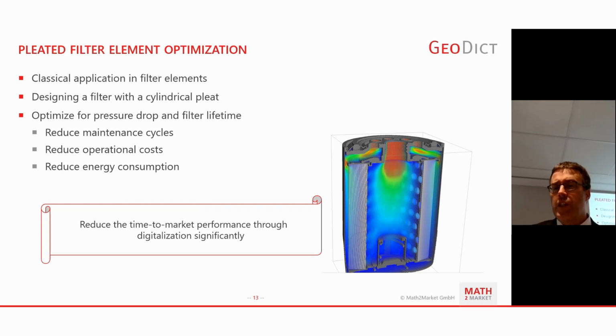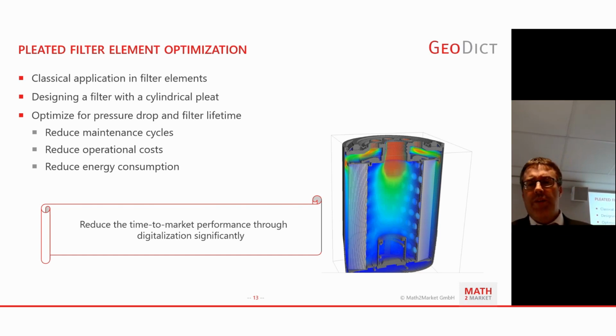But you can think of optimization by digital simulation even further. See, for example, the one on the right. We can optimize the design of our filter, optimize the pleated filter itself, optimize the casing based on our flow and pressure distribution, or just optimize our knowledge about the filter in general. In the end, why do we do this? As I already mentioned, to significantly reduce the time to market through digitalization.